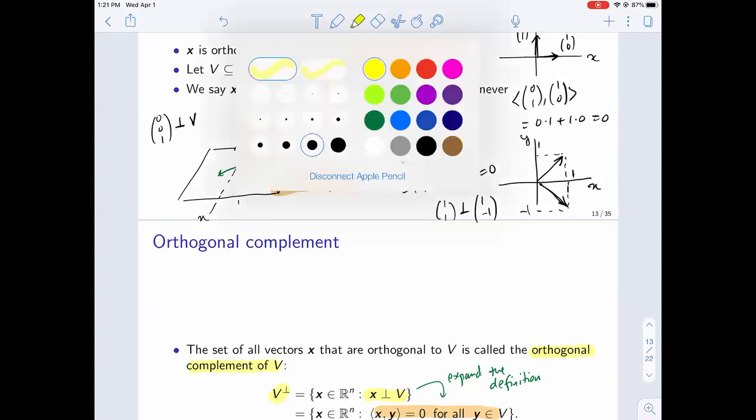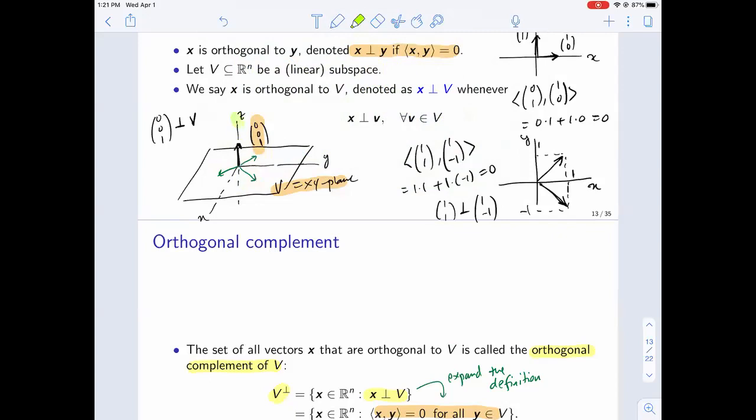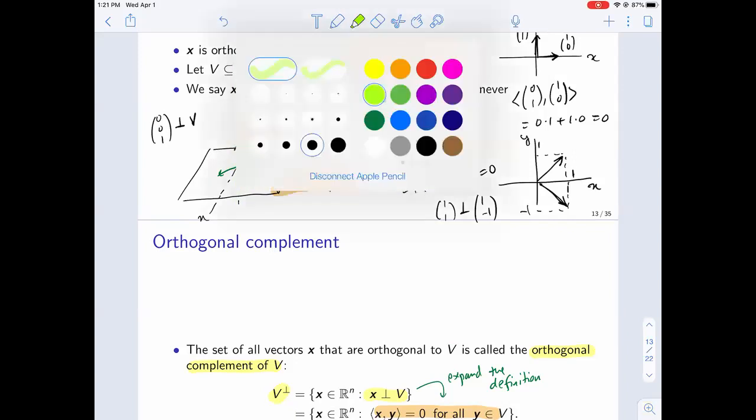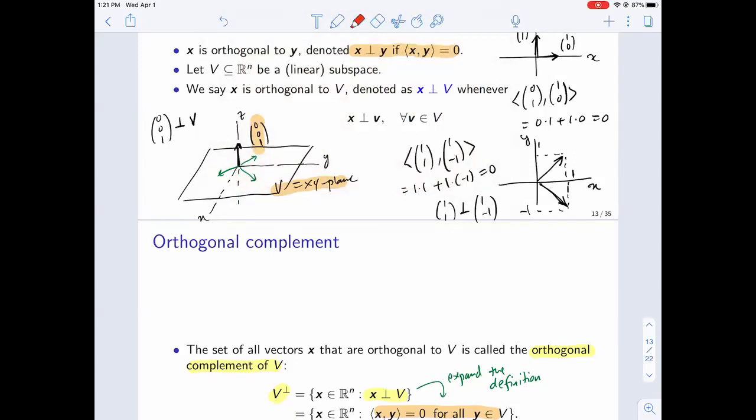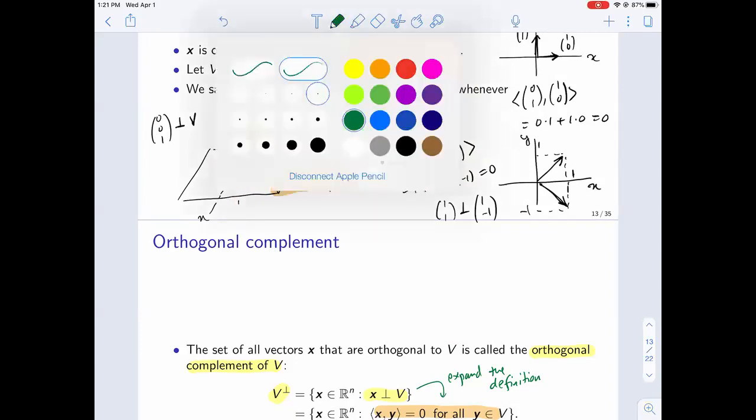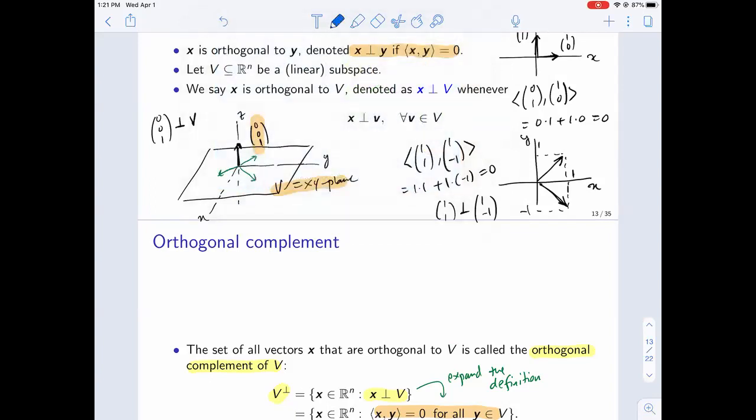Why? Because Z is perpendicular to V. Instead of checking all vectors in V, we can think about the basis of the space V. When Z is orthogonal to the basis of V, it's perpendicular to all vectors in V. Right, that's a good way of doing it.